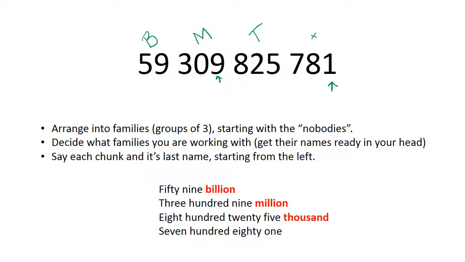So, got the names ready in your head? Now we're going to say each chunk. So here's a chunk, that's 59. Here's another chunk, that's 309, 825, and 781. So get each chunk ready and their last name, starting from the left side. Okay? And here we have it written down here. 59,309,825,781.